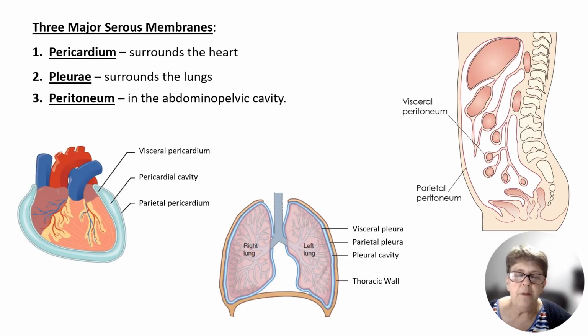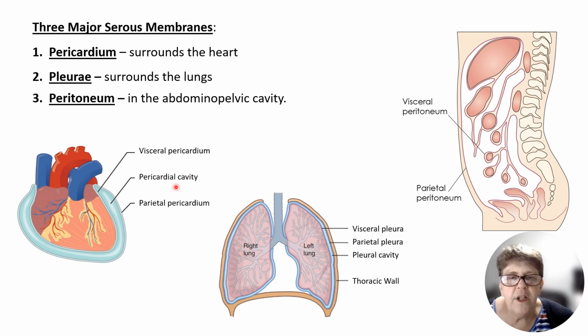There are three major serous membranes: the pericardium, which surrounds the heart. Remember, peri is around, cardium is heart. The pleurae, which surround the lungs. Remember, the lungs are in the pleural cavities because there are two of them, they're plural. Then the peritoneum is in the abdominopelvic cavity.